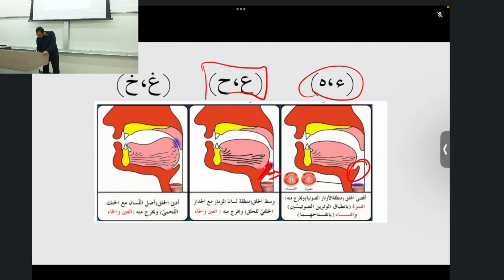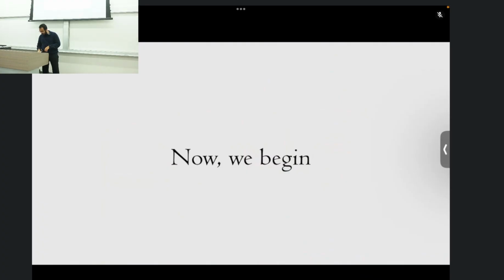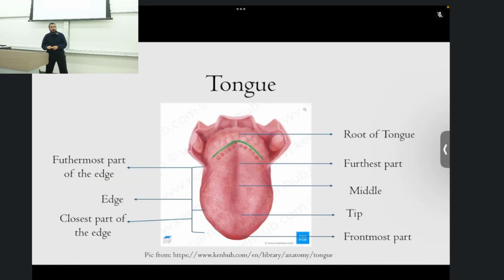Then ghayn and kha, we said it's the root of the tongue. It's not the tongue itself, it's the root of the tongue. That's why we put it in the throat area. Okay? I'm going through this quickly because I want to start the lesson, inshallah. Okay? Now we're going to start. Now we're going to slow down a little bit and we're going to talk.